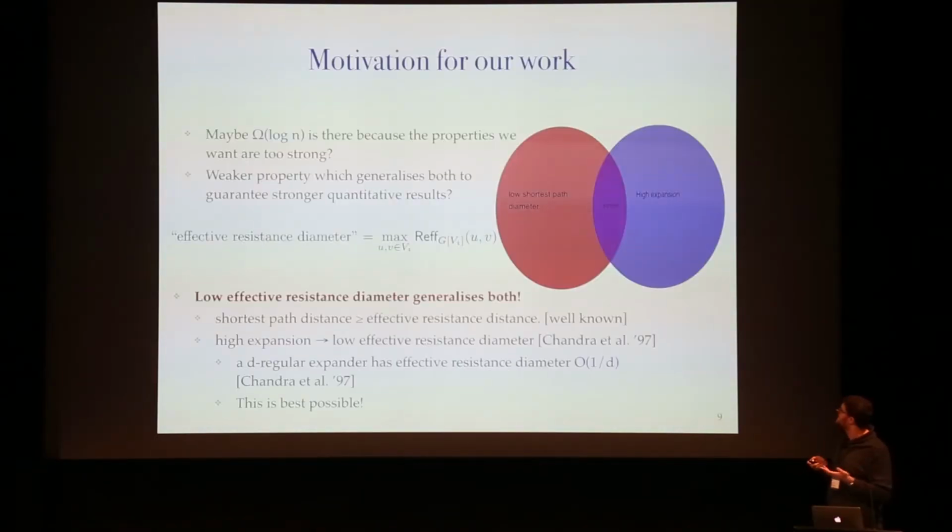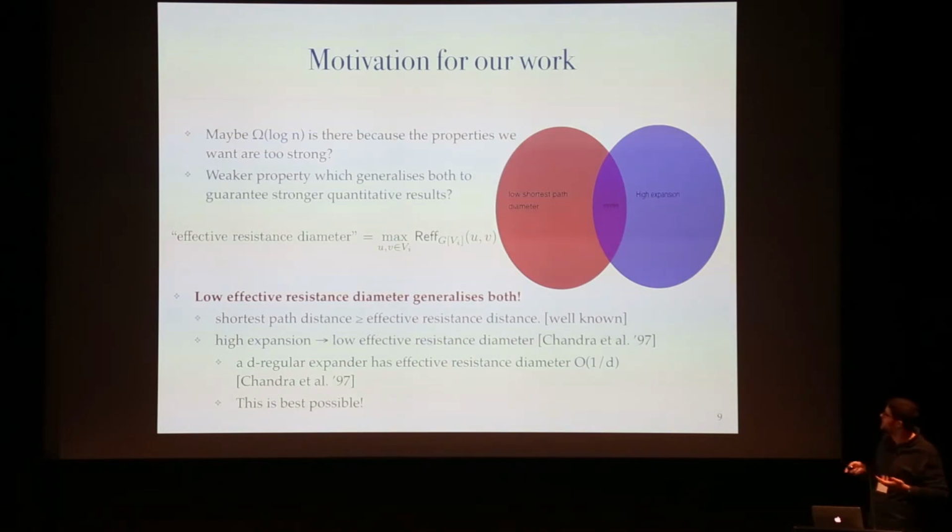So what we say at this point is maybe we're suffering this log n loss because the properties we want are too strong. Also important to note is that the cases where I can decompose into low shortest path diameter graphs are kind of the opposite case of the expander graphs. So graphs like fixed minor free graphs or bounded genus graphs. So I'm saying, okay, maybe there's something in the middle. Maybe there's a weaker property that both of these properties share. And maybe I can decompose into that property without losing that log n.